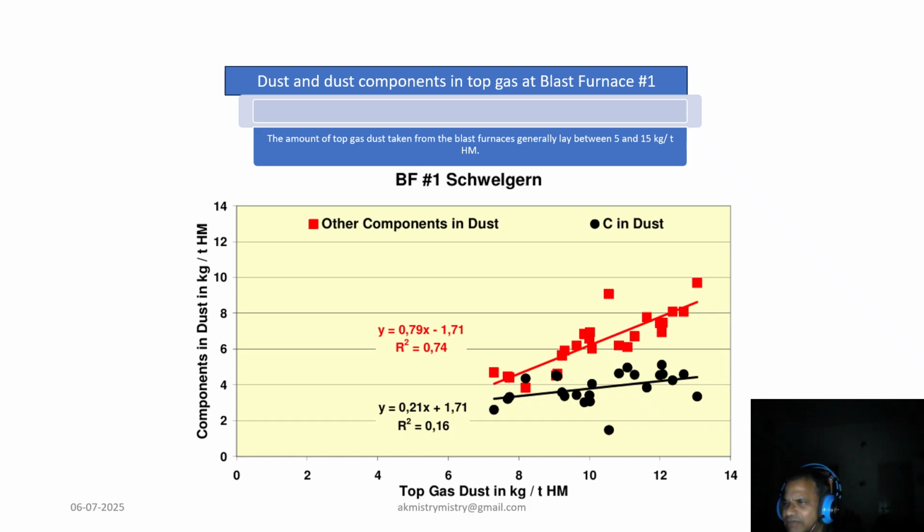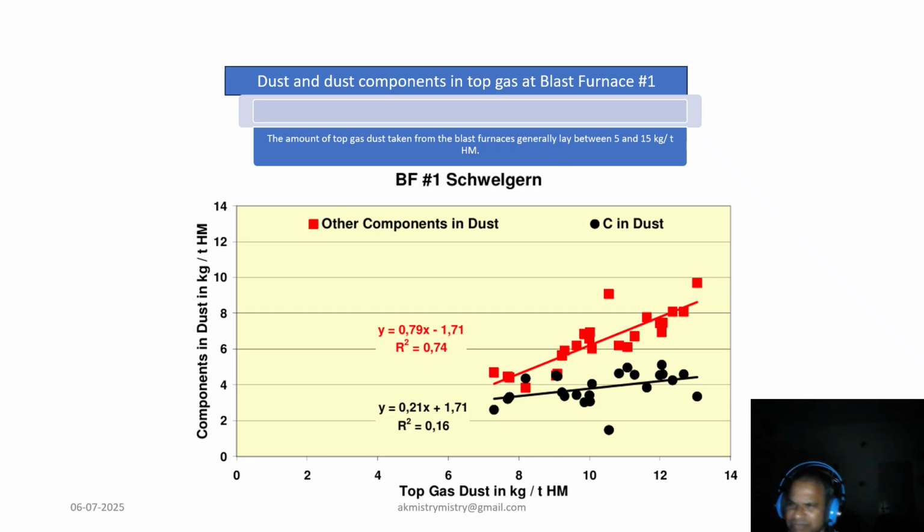we can say that on the x-axis we have top gas dust measured in kg per ton hot metal, ranging from 0 to 14. The y-axis corresponds to dust also in kg per ton hot metal, up to 14 kg per ton hot metal. We have two key datasets here. The red square represents other components in the dust, showing a clear upward trend.